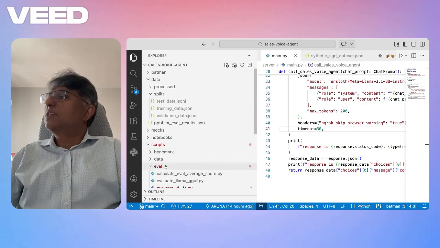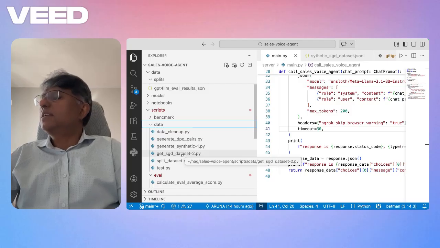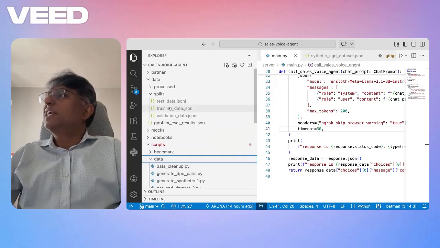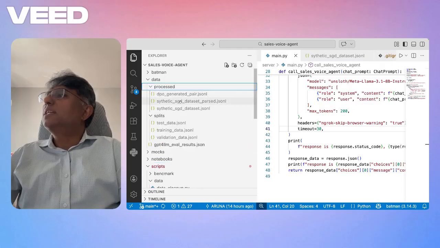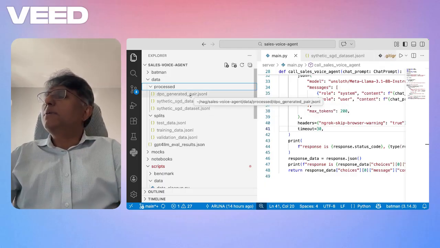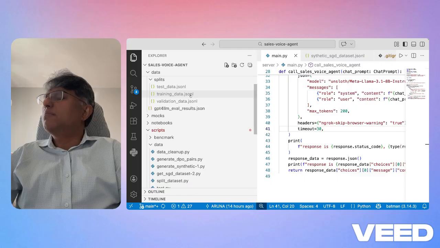So these scripts are actually generated, as you can see: data cleansing, synthetic generation, SGD, schema-guided dialog. That was the dataset combined with synthetic, and you split the dataset into training, test, and validation. You also cleanse the data, and you can see parts are cleansed. Then I also generated DPO preference pairs, but there was a library dependency issue I couldn't solve due to time paucity.